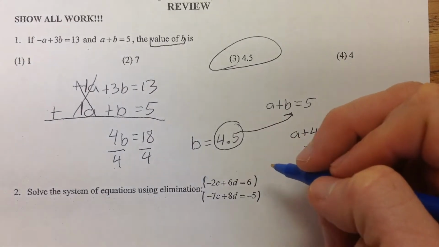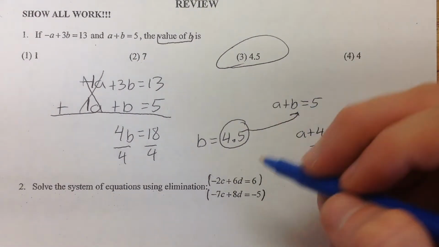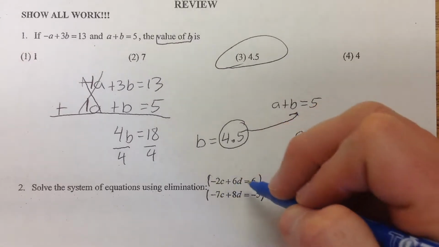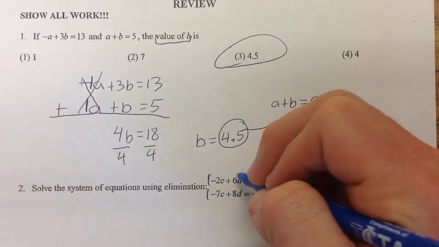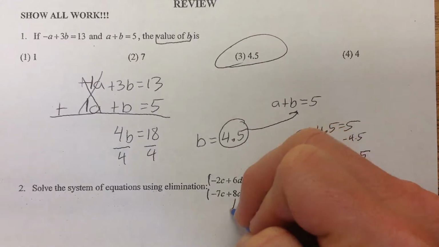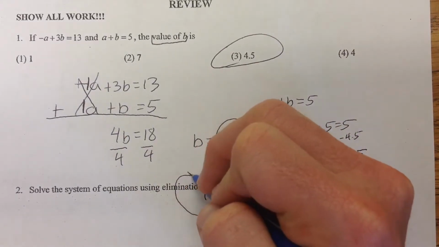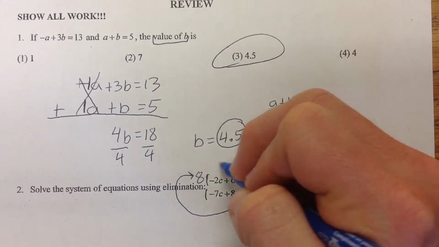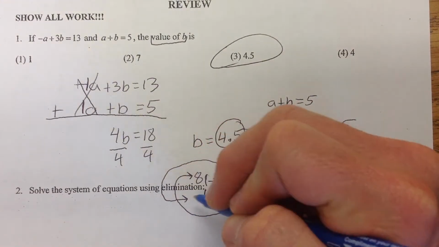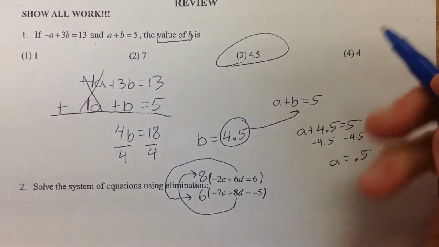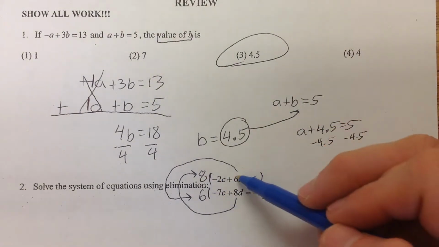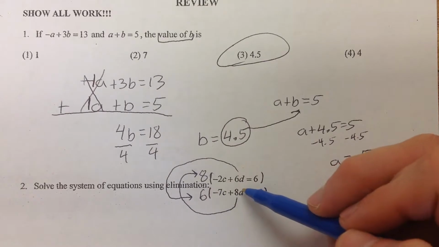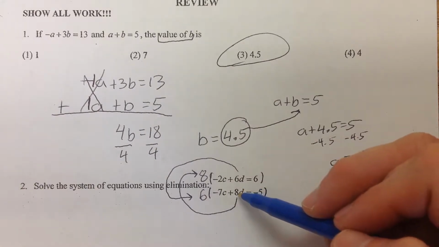Now, the question is, which letter do we want to get rid of? I'm going to go with the d just so I can stay away from all these negatives here. So I'm going to try to eliminate the d. The way I do that is I take this 8 that's down below and I bring it up top. I take this 6 that's up above and I bring it down below. Now 8 times 6 is going to give me 48. 6 times 8 is the same problem, so that's also going to give me 48.